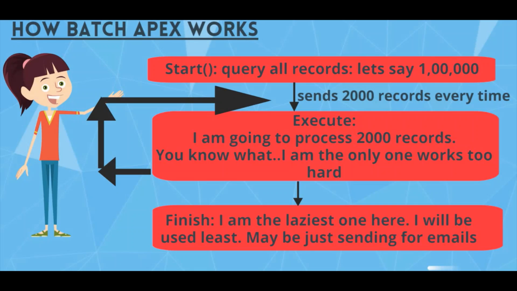Once it is done, it will again take another 2000. It will go back to the start method and take another 2000, and then it will execute the next 2000, and the next 2000, until it finishes all 1 lakh records. Once 1 lakh records are done, it will come down and finish. If we have any post-processing logic, something like sending an email or writing some kind of logs, then we need to have our logic in the finish method.